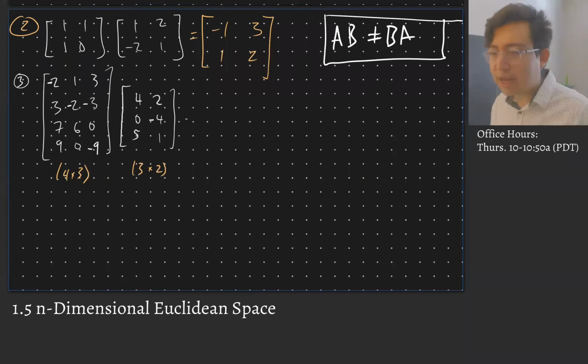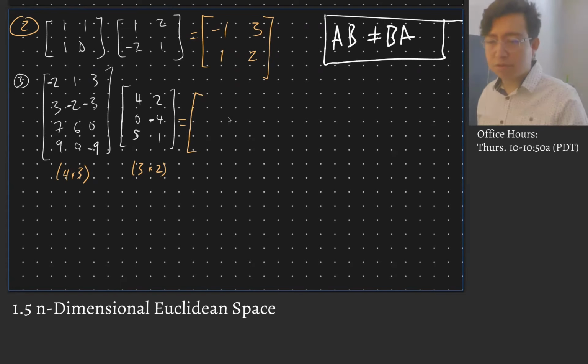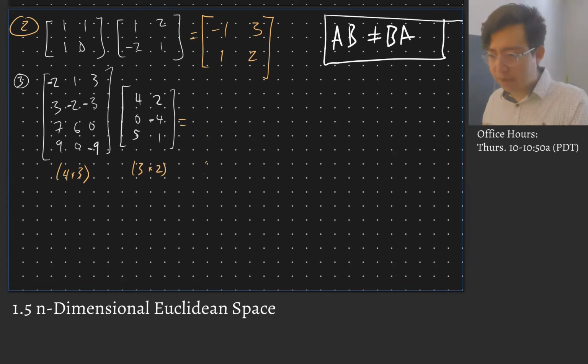Based on what I had written on a couple of slides ago, how big should the resulting matrix be here? Maybe I'll write it down here. So we have 4x3 and 3x2. The 3's match up, which is good. That means that these are compatible. We're allowed to multiply them in this order. But what should the answer be? Yeah, someone in the chat's got it.